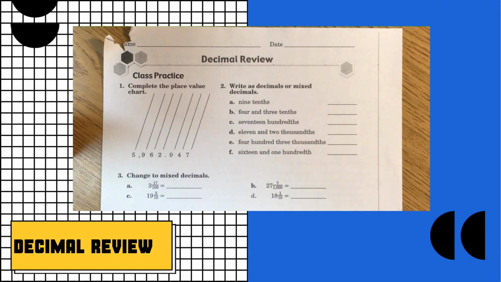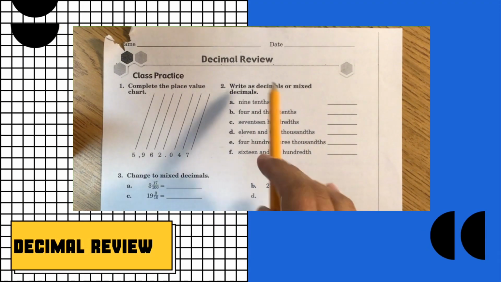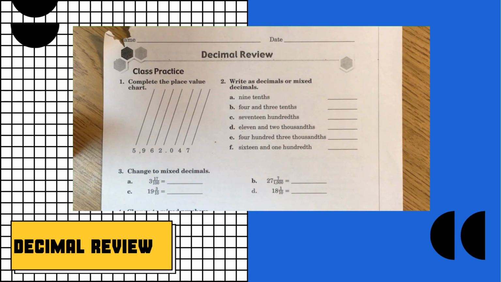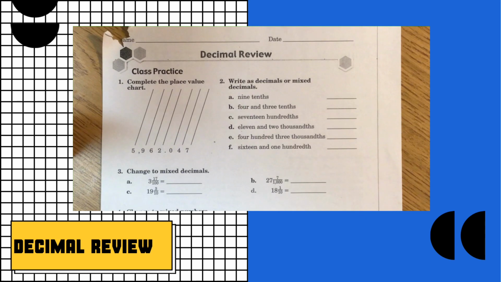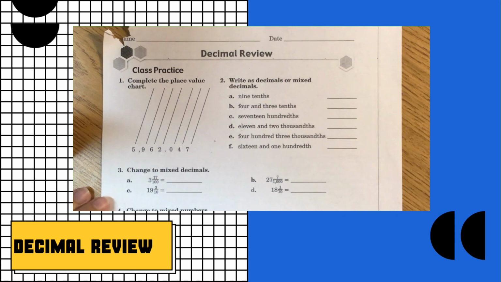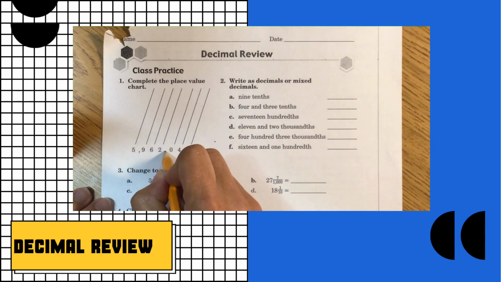Okay, we're on another review page, but this one's about decimals. So let's go ahead and review our decimals together. Again, I'm going to do one of each with you, and then you're on your own. I am going to do number one completely with you because I've noticed as I was grading your stuff, you're a little confused. The decimal sign means and.